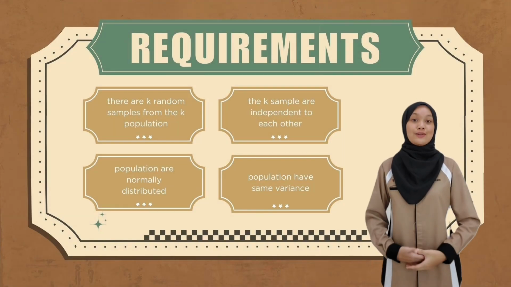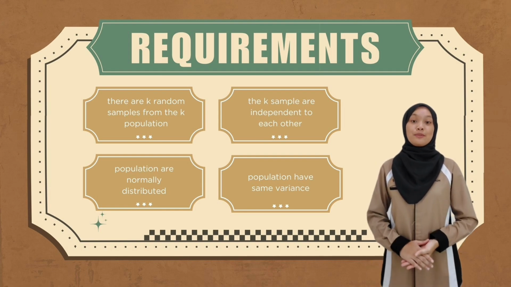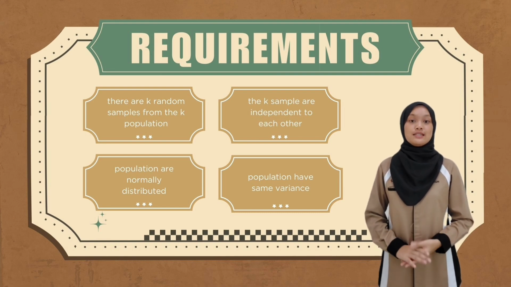Okay, now let's take a look at the requirements of ANOVA. First, we are given samples from the K populations. Next, the populations have the same variance and the populations are normally distributed. And lastly, the K samples are independent of each other.